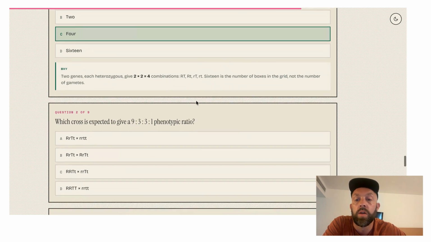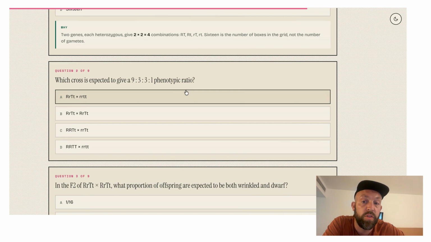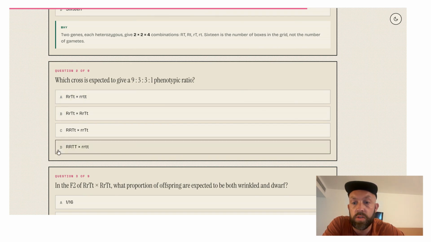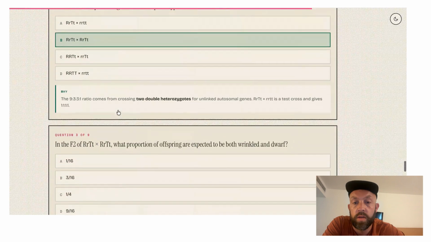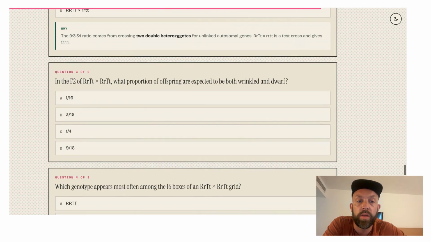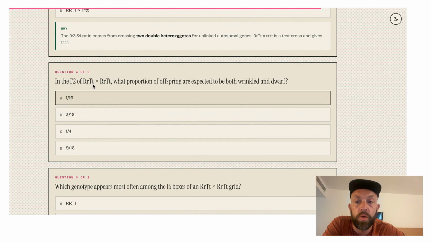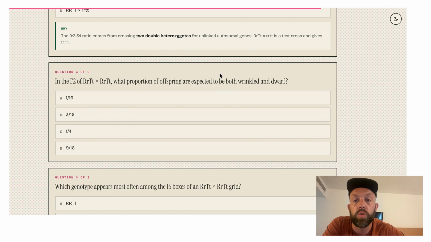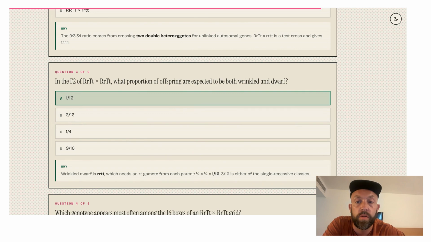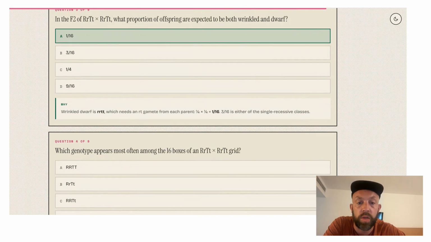So FOILed it. What cross is expected from a 9-3-3-1 ratio? Two heterozygous individuals. Now, unfortunately, the IB questions will not be as simple as this, but it kind of gets you in that frame of mind and helps you memorize those facts. So in F2, that means the second generation of this, what proportion of offspring are expected to be both wrinkled and dwarfed? So wrinkled and dwarfed is homozygous recessive for both. We just have to think back to that previous information. There wasn't much context for that question.